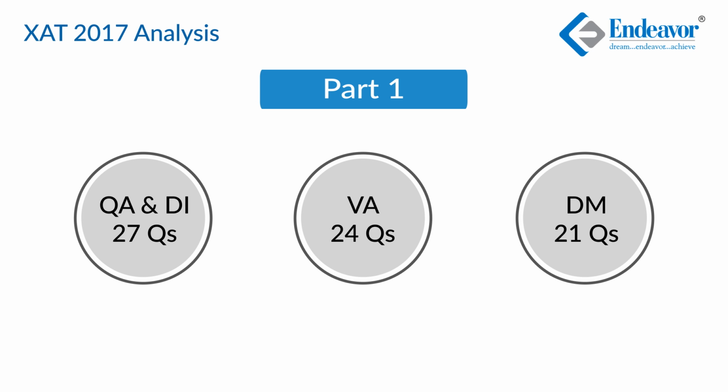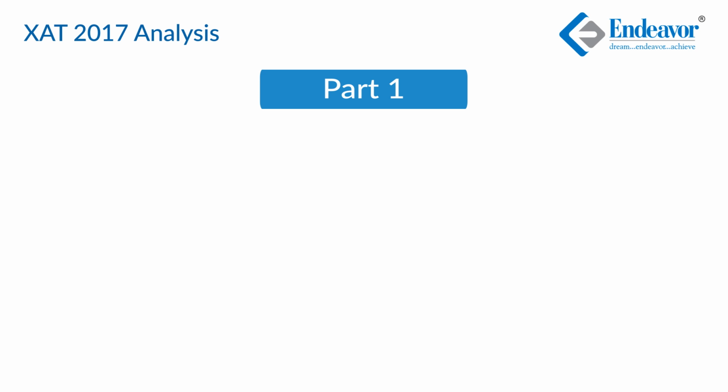And decision making of 21 questions formed the third section. And these three sections put together were given 170 minutes for completion. Let's delve into each one of the sections of part 1, one after the other.